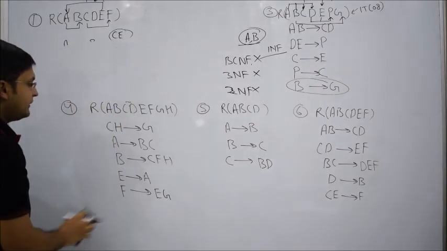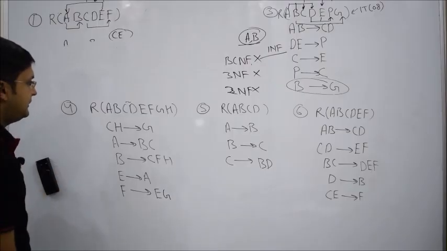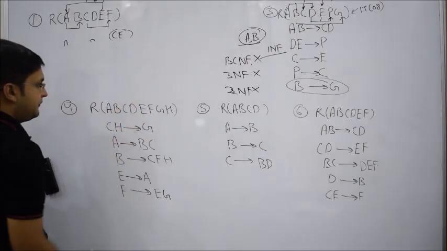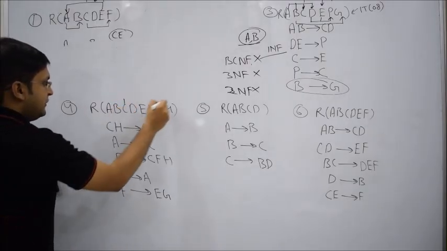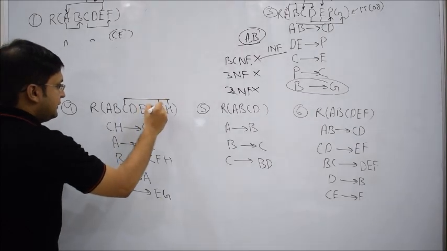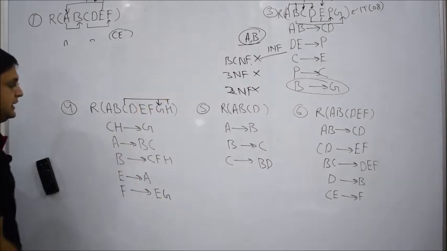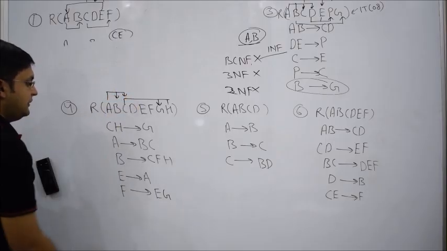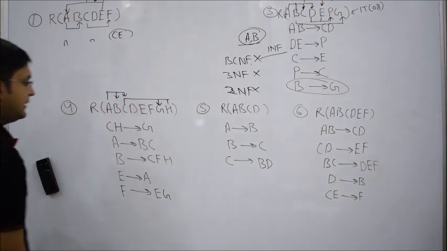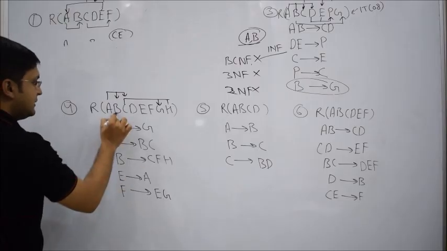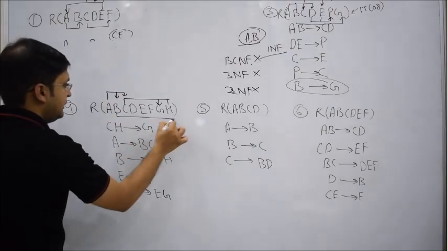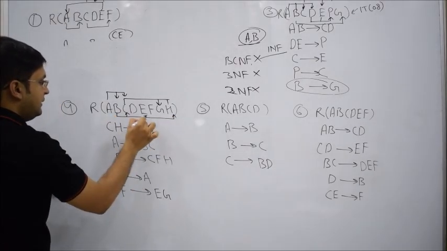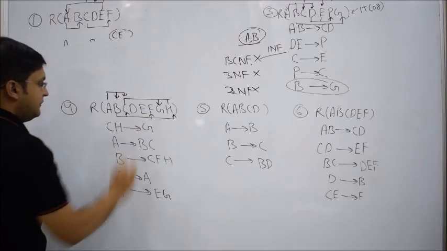Okay, now you see there are a number of functional dependencies. First let me study them. From C and H we can find G, that is okay. Then from A I can find BC, that is also okay. Then from B we find C, F and H.